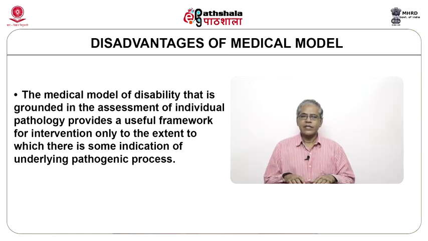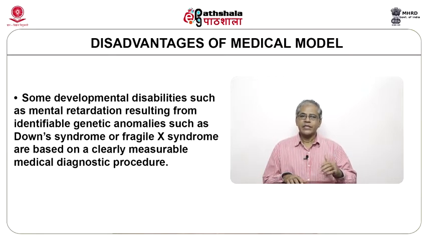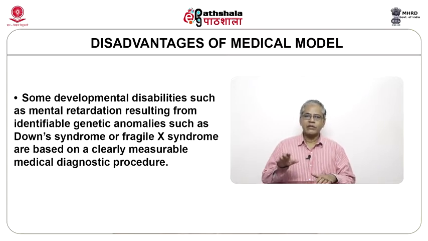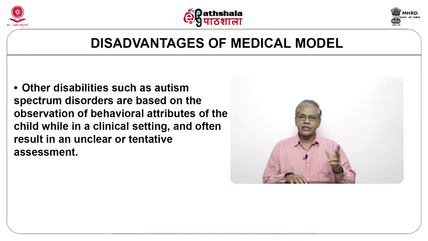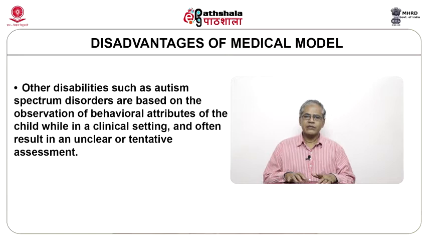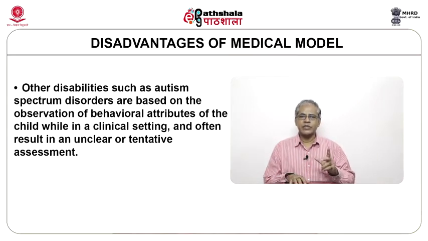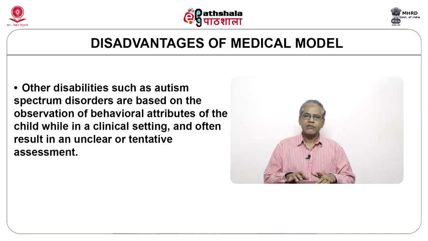The medical model of disability that is grounded in the assessment of individual pathology provides a useful framework for intervention only to the extent to which there is some indication of an underlying pathogenic process. Some developmental disabilities such as mental retardation resulting from identifiable genetic anomalies such as Down syndrome or Fragile X syndrome are based on a clearly measurable medical diagnostic procedure. Other disabilities such as autism spectrum disorders are based on the observation of behavioral attributes of the child while in a clinical setting and often result in an unclear or tentative assessment.